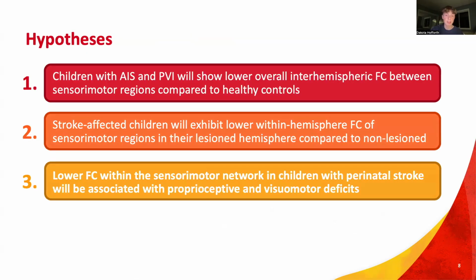Which brings me to my hypotheses, the first of which was that children with perinatal stroke will show lower interhemispheric functional connectivity between brain regions. Secondly, I hypothesized that stroke-affected children will also show lower connectivity in the lesioned hemisphere compared to the non-lesioned hemisphere. And lastly, that lower connectivity in children with perinatal stroke will be associated with proprioceptive deficits.